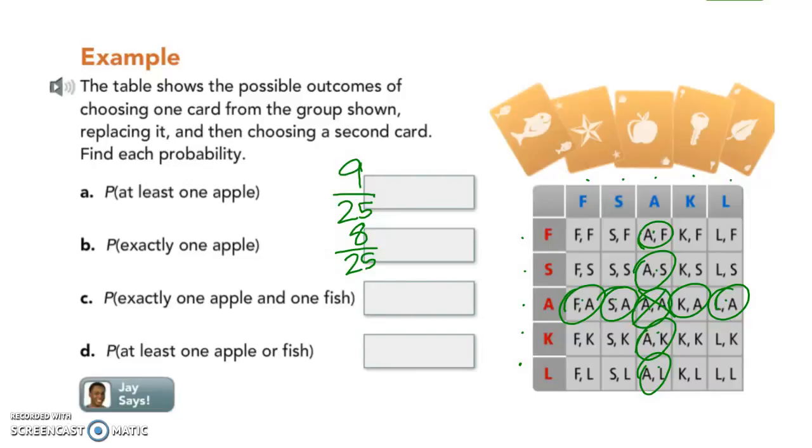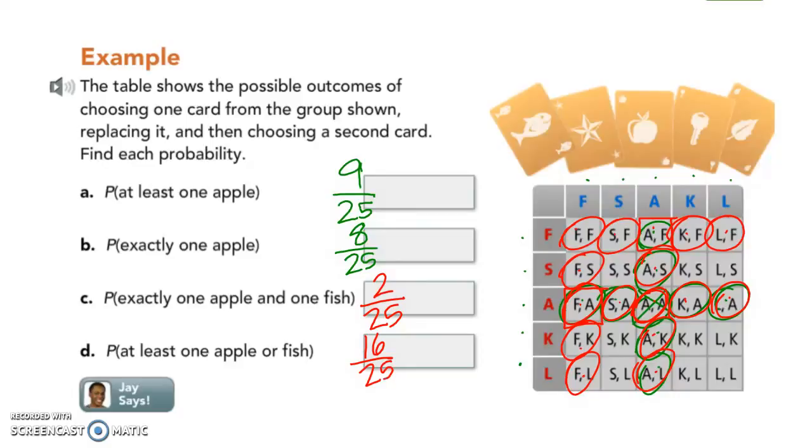Alright, next, exactly 1 apple and 1 fish. So I want apple and fish, A and F. I have this one, and I have this one. So that is 2 out of 25. And then at least 1 apple or fish. So now I can have 1 apple or fish. So I'm going to have the 9 that I already had. Those all had apple. And then I'm going to add to that the fish, the F. So F, F, F, F, F, F, F, and count 1, 2, 3, 4, 5, 6, 7, 8, 9, 10, 11, 12, 13, 14, 15, 16 out of 25.